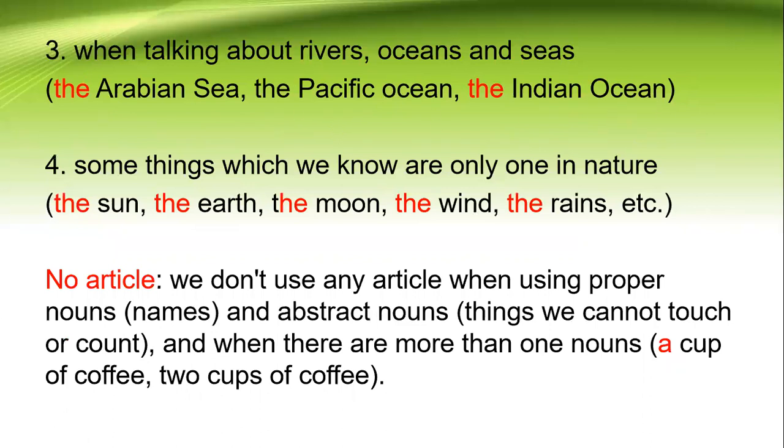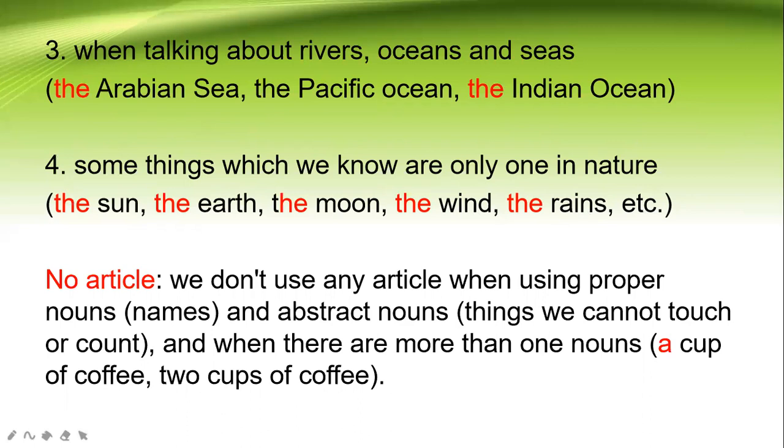Then, lastly, we also use "the" when there are some things which we know that there is only one in nature. For example, the sun. There are no other suns, right? So the sun, the earth. There is only one earth. So the earth, the moon. Then there are some climatic features like wind and rains, where we use the wind, the rains, okay, like that.